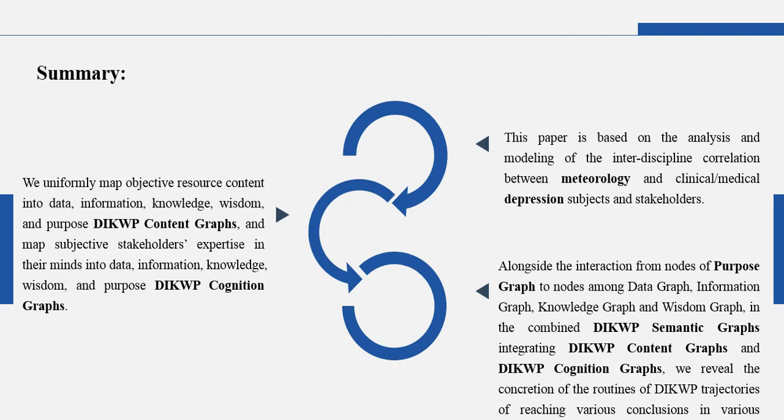stakeholders' expertise in their mind into data, information, knowledge, wisdom, and purpose. We call these DIKWP cognition graphs. Alongside the interaction from node of purpose graph to node among data graph, information graph, knowledge graph, and wisdom graph, each combined DIKWP semantic graph integrates DIKWP content graphs and DIKWP cognition graphs. We review the correction of the routines of DIKWP trajectory of reaching various conclusions in various research papers.